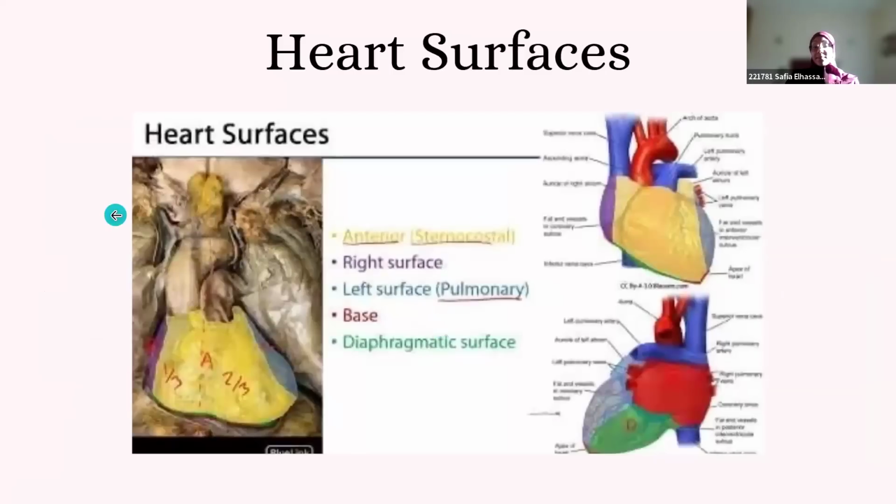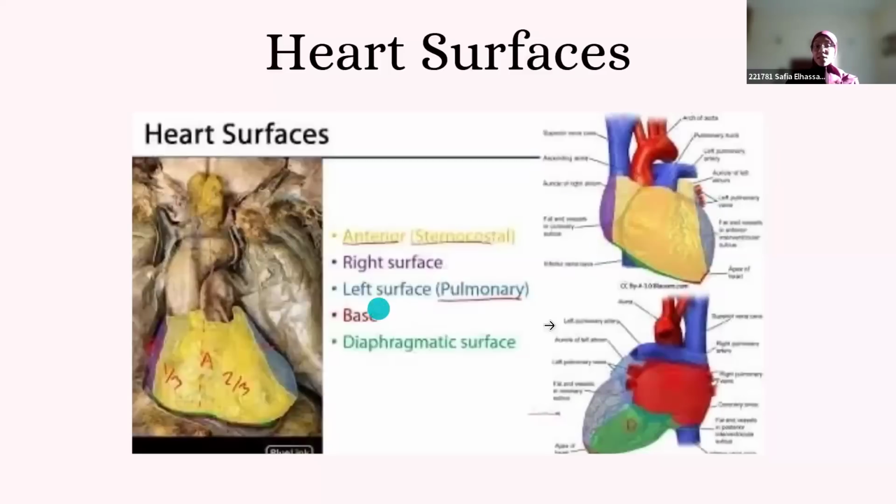So the heart has 5 main surfaces. The first one is the anterior surface. Another name for the anterior surface is sternocostal surface. So from the name, you should be able to get that it is located directly behind the sternum. It also has a right surface and a left surface. So both of these are actually considered pulmonary surfaces because they're located next to the lungs.